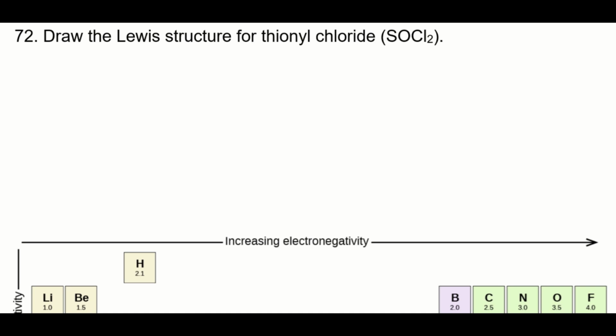Let's draw the Lewis structure for thionyl chloride. Start by counting up the total number of valence electrons. Sulfur comes in with 6. Oxygen, also in group 16, has 6. Chlorine in group 17 has 7, and there's 2 of them. 14 plus the 12 gives us a total of 26 valence electrons to build this Lewis structure.